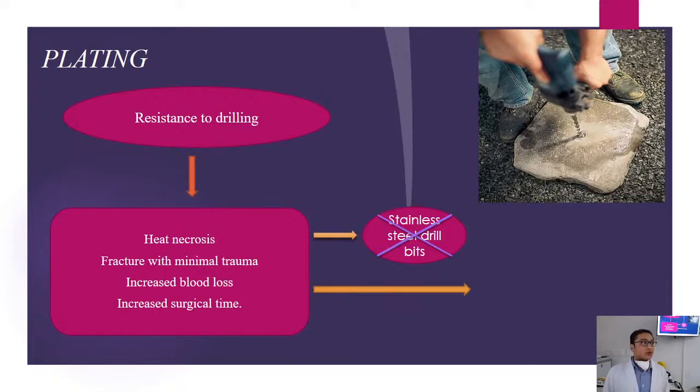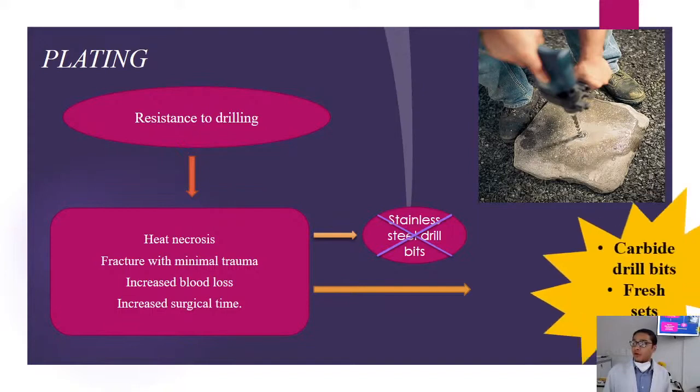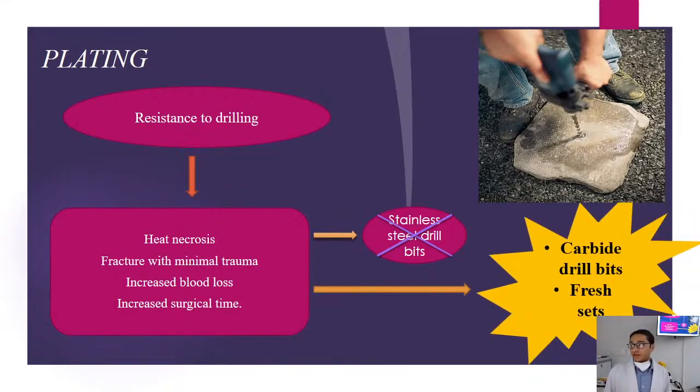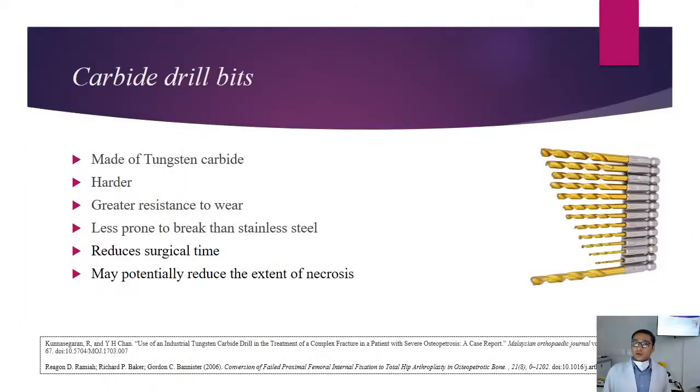We usually use stainless steel drill bits to drill holes, but they were not sufficient to drill holes in such sclerotic bone. So instead, we used fresh sets of carbide drill bits. So carbide drill bits are made up of tungsten carbide and they are harder with greater resistance to wear and less prone to break. It reduces surgical time and also may potentially reduce the extent of necrosis.